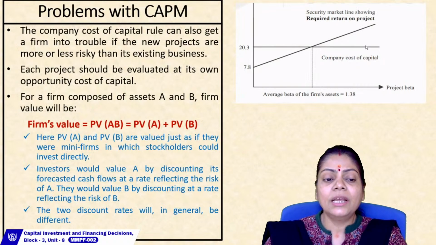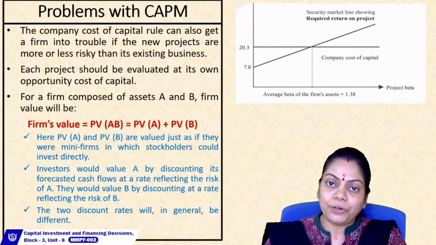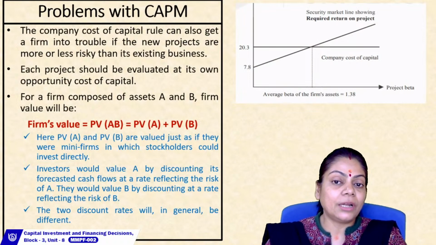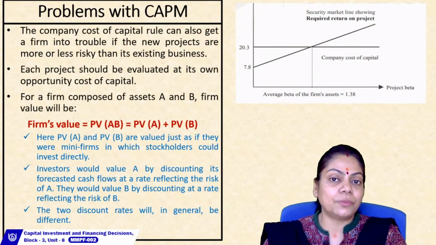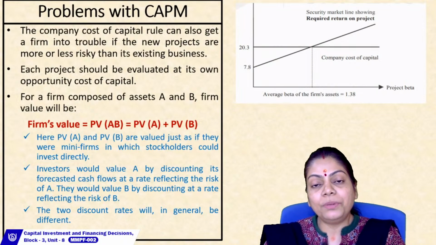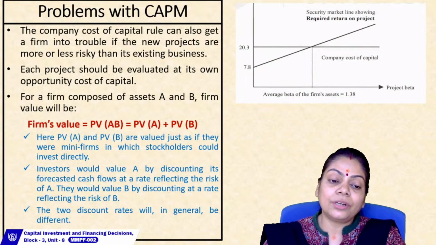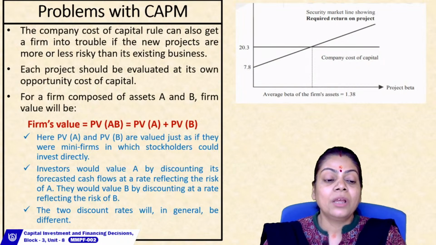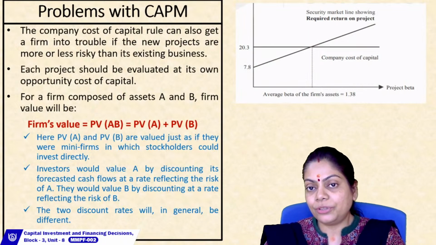Now the whole issue is, investors would value A by discounting its cash flow at 20.3%, but they will not do so for project B at 20.3%. They will make some kind of adjustment, whether to B's cash flow or to B's cost of capital. That can be discussed, but they will not use the same cash flow or the same rate of return to discount B. So obviously for A, I'm going to use a different cost of capital, and for B, a different one.